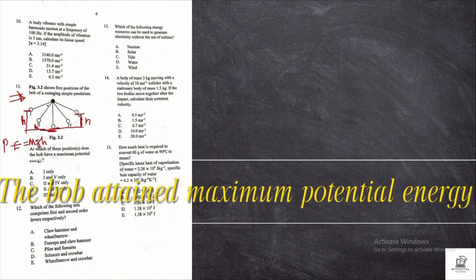Here, let's assume this is the initial position of the bob before it was displaced, so we make reference from here down to the initial position. Here is the height. Now here we have another height, but when you compare it with this one, you see that the maximum height is here. So the bob attains maximum potential energy when the height is maximum. Therefore the correct answer here is option A, which is 1 only.